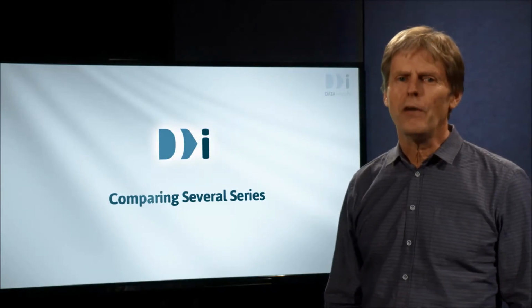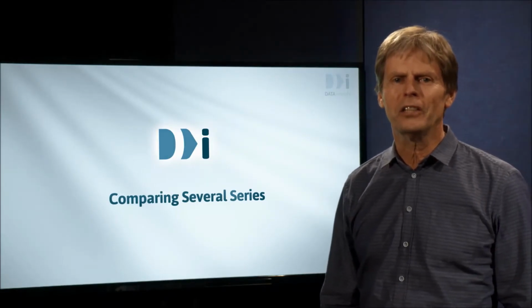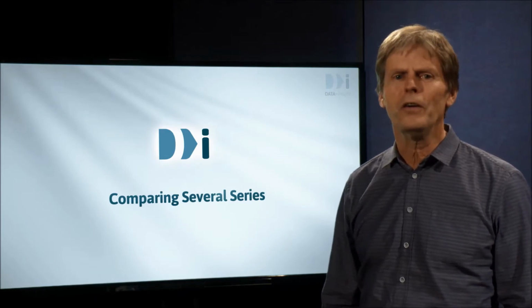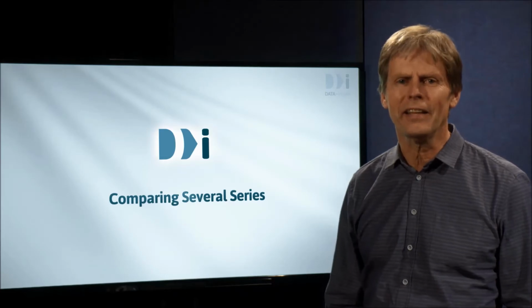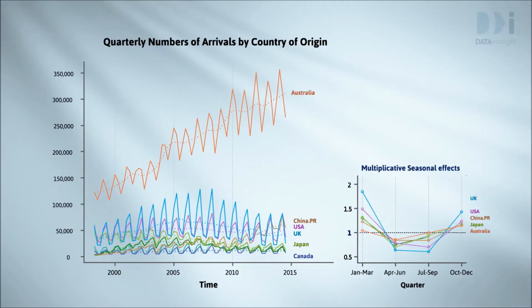Welcome back. So far we've been looking at each time series on its own. It's very useful and often much more interesting to be able to look at a set of related series together. Here's the visitor arrivals series for all 7 countries in the dataset, plotted on a single graph. It illustrates both the advantages and disadvantages of this type of graph.